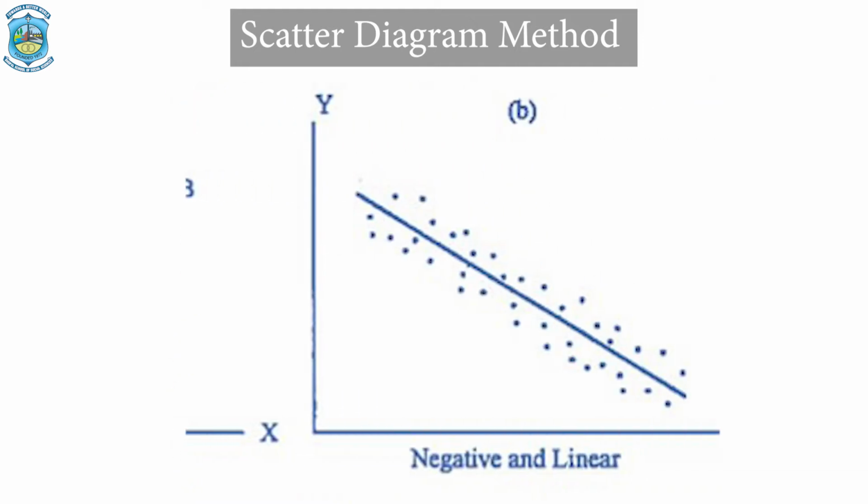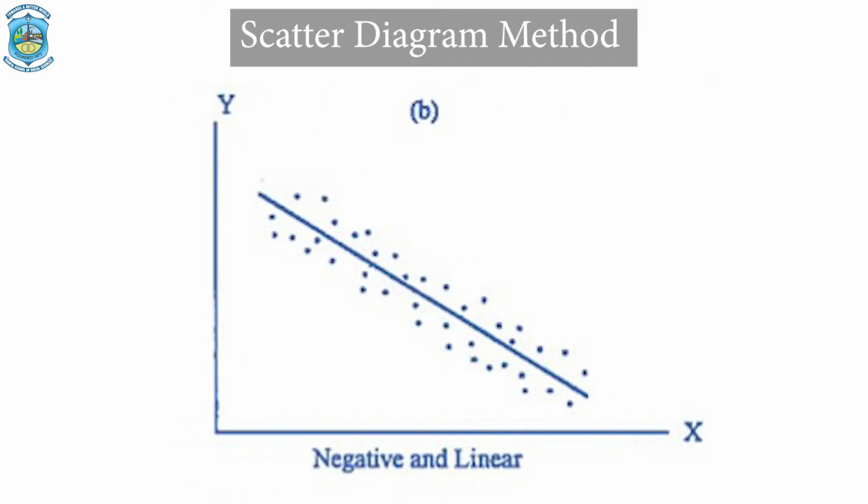Now in the second figure, when we plot the pair of values of x and y, there is a downward sloping line, which you can see. This shows that there is a negative correlation between the variables, a negative linear correlation, because the line is shown between the pair of values of x and y.